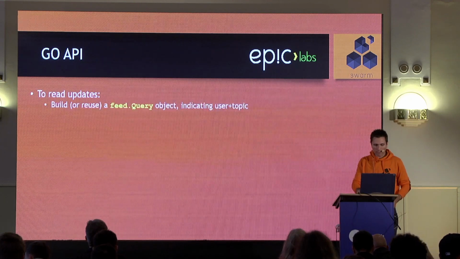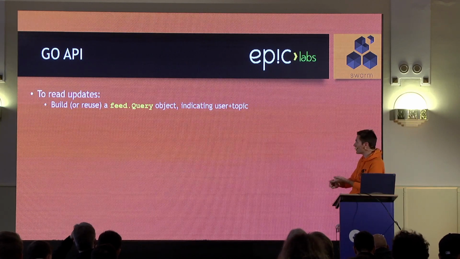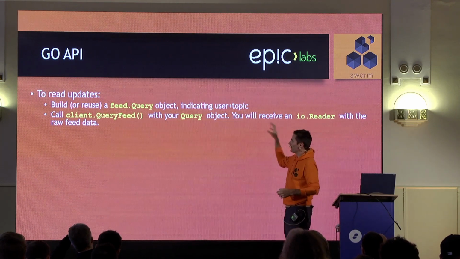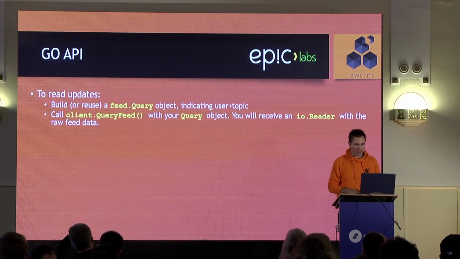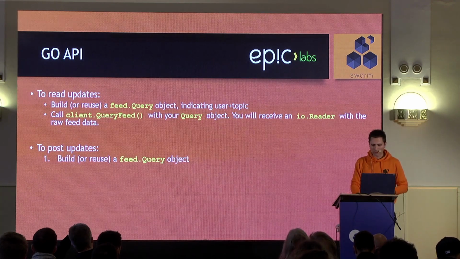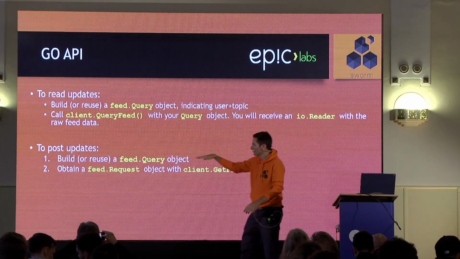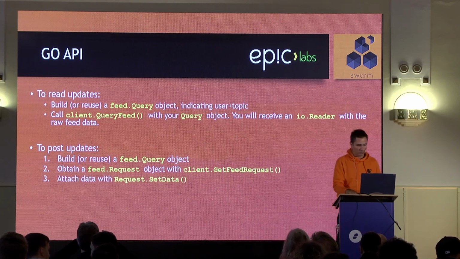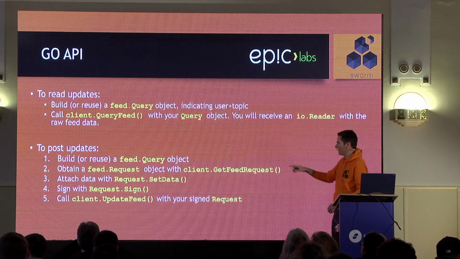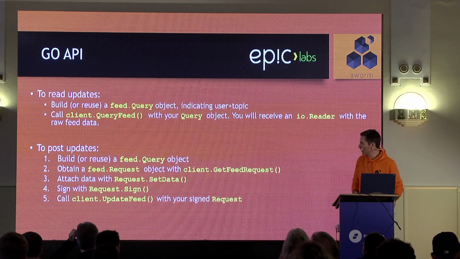So in the Go API, to read updates, you need to construct a query object, okay, in which you indicate the user and the topic, okay? Then you just call client query feed with that query object, and it will give you an IO reader with the information that is posted. To post updates, you need to use that query object to get a request object in which you are going to be able to attach the data that you want to publish and sign it, okay? And with that, you can call update feed. So all this is more or less abstracted out in the API.